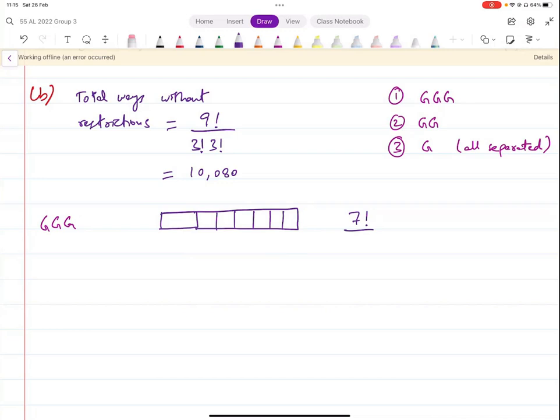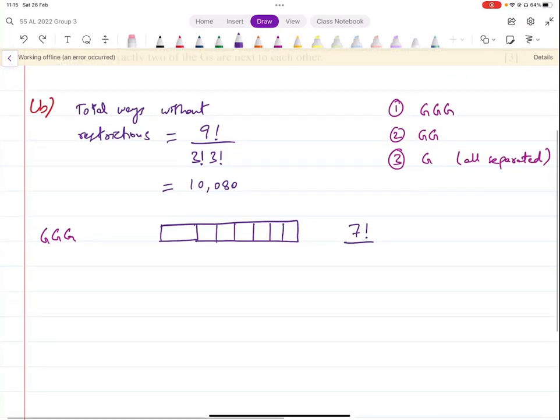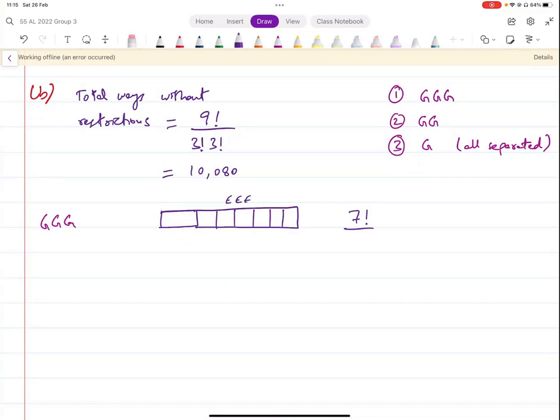Lekin un boxes ke andar aapke paas three E's bhi aa rahe hain. Right, we've got three E's here as well. Because of that, we divide by three factorial. And then we look at the G's that we have inside. Well, they're all identical, so we don't really have to consider them. Or we can just say they are three factorial over three factorial. Or we could just ignore that because those are identical, and a change in their order doesn't matter.